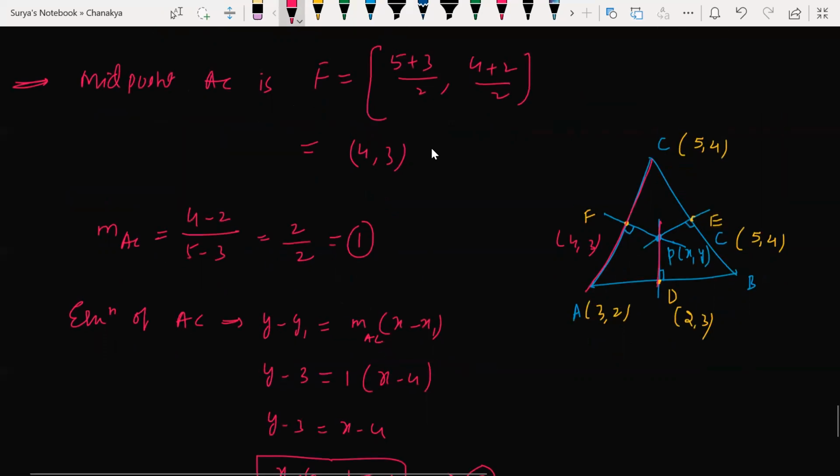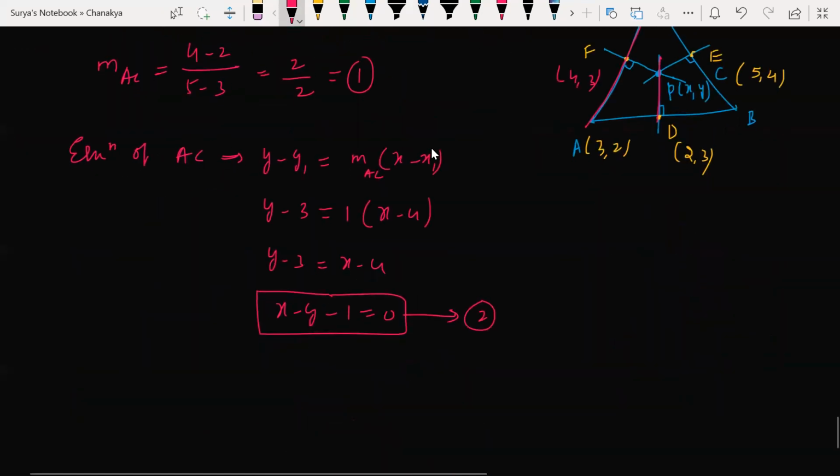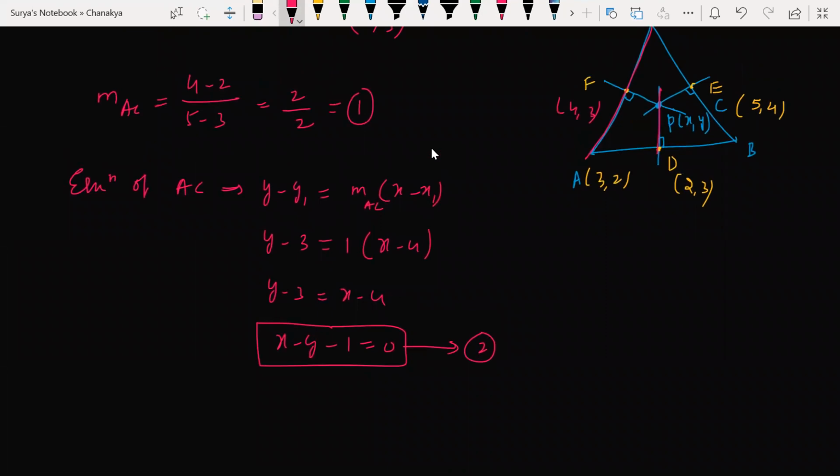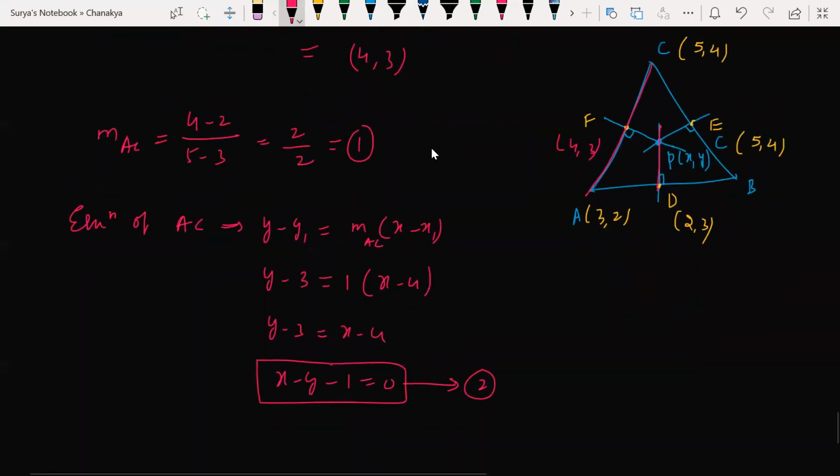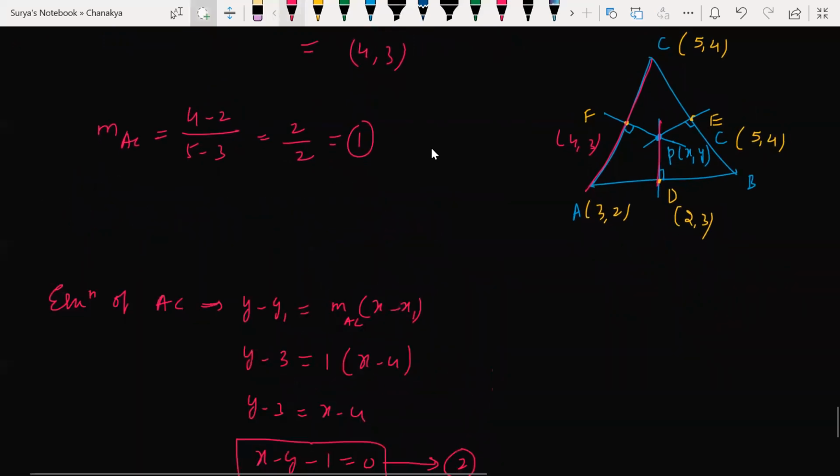Sir, we should solve by substitution. Both equations we need to solve. Subtract, we should do 1 minus 2. Oh, 1 second. Slope of AC only we found, and the slope of that perpendicular we don't know, right? What is the slope of the perpendicular? It is minus 1 by 1, which is nothing but minus 1.